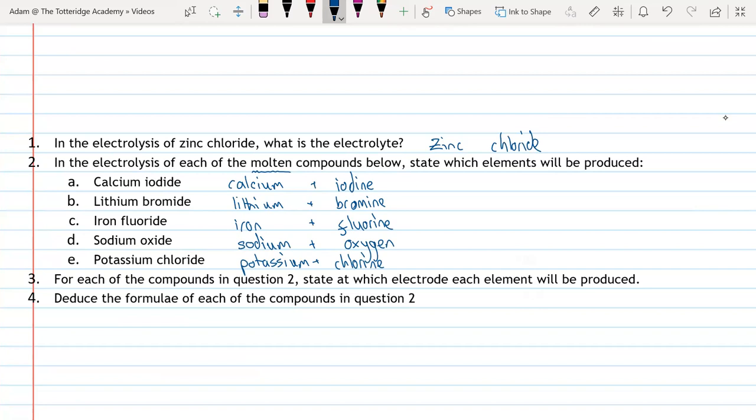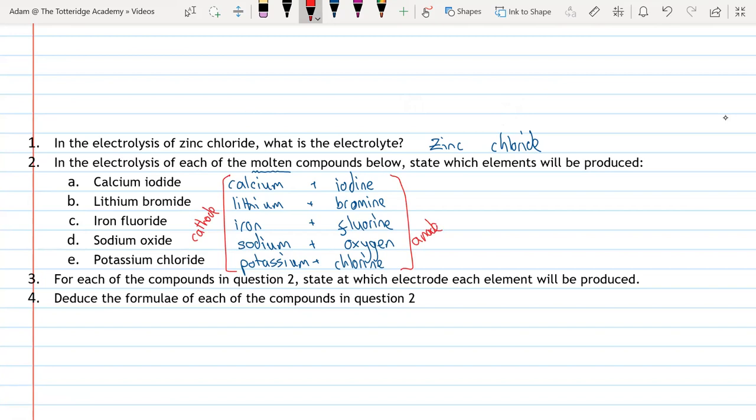The question says, for each of the compounds, state which electrode each element will be produced. All of these get produced at the cathode, and all of these get produced at the anode.